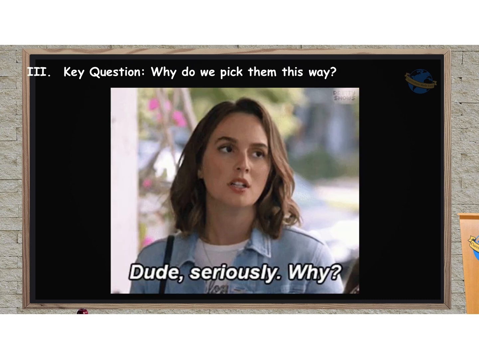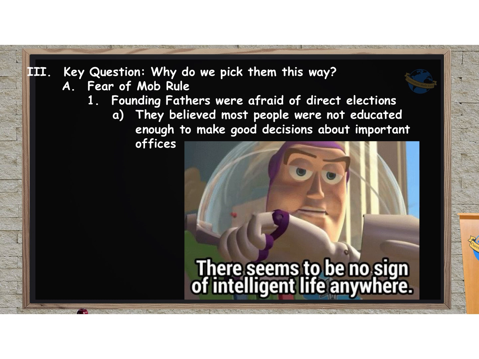Okay, if this system is so awful and so complicated and no one likes it, why do we do it this way? First off, because the founders were afraid of mob rule. So they were afraid that if we had direct elections of the president, then most people would be too uneducated to actually vote for the right person for the job who would make important decisions. Essentially, they thought we weren't smart enough to directly elect the president.